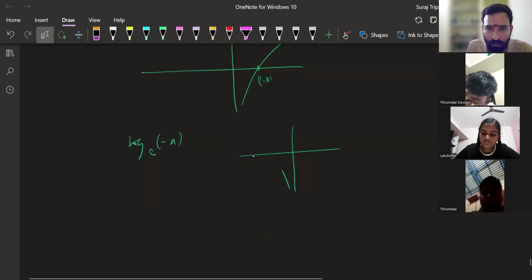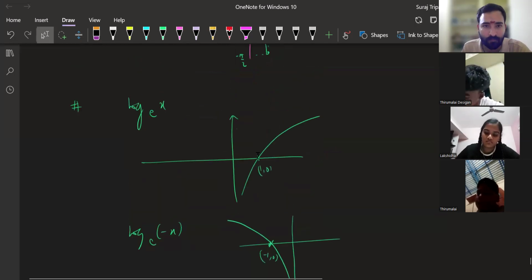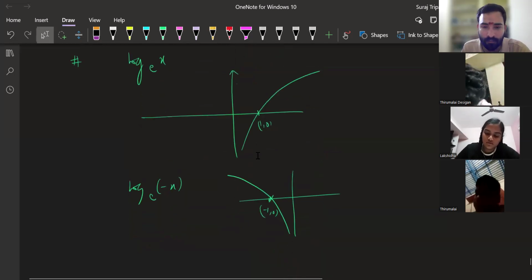So its graph will look like this. This is minus 1, 0. This is the graph of log of minus x. Okay. Note down everything fast.